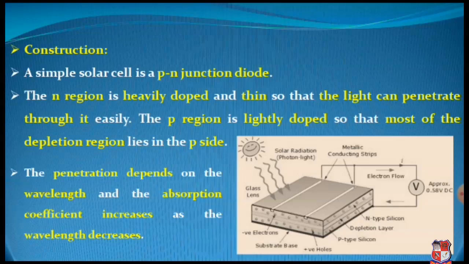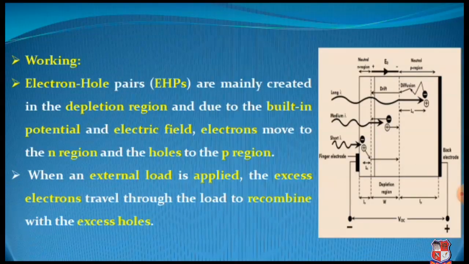The penetration depends on the wavelength, and absorption coefficient increases as the wavelength decreases. So, in order to have the maximum utilization of light, the increased wavelength should be utilized. And here, the glass lens effect is utilized in such a way that maximum light should be penetrated inside the PN junction diode. Now we will see the working of this solar cell.